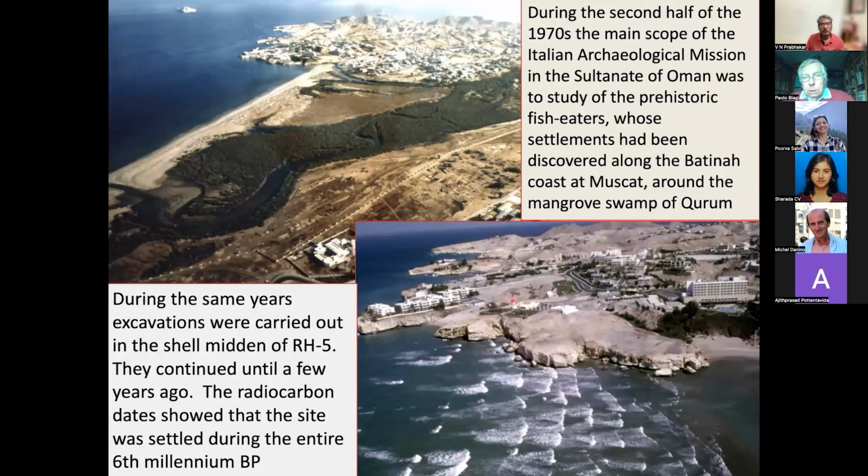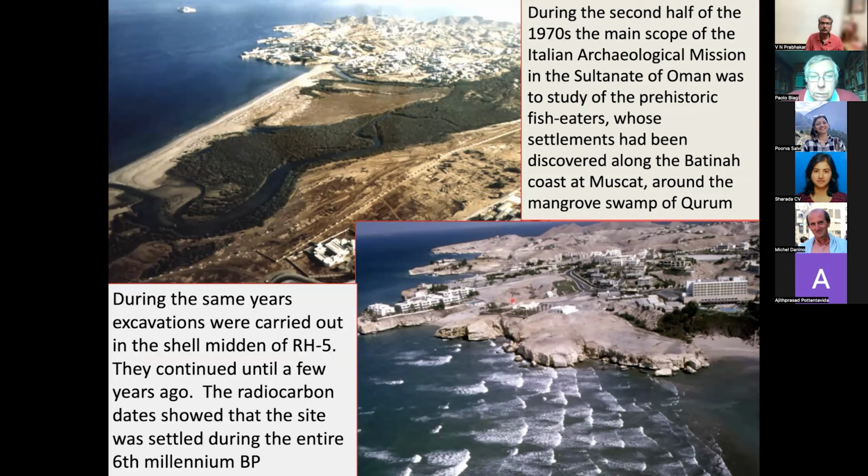Okay. When we started to work on shell middens, it was a period when Khomeini entered politics in Iran. So the Italian archaeological missions to Iran had to move somewhere else. And the idea was to start working in an area which nobody knew very much, or better, almost nothing. So we started to work on the shell middens located very close to Muscat.